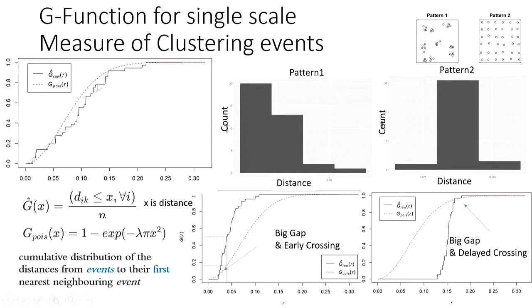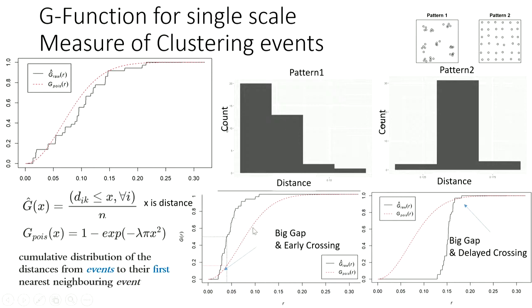Here a metric G is defined. In this case a cumulative graph is plotted: one based on the Poisson process, and another one based on the actual observed values. If the distances match between these two, then your process is quite random, and there's no clustering or regularity present in your case.